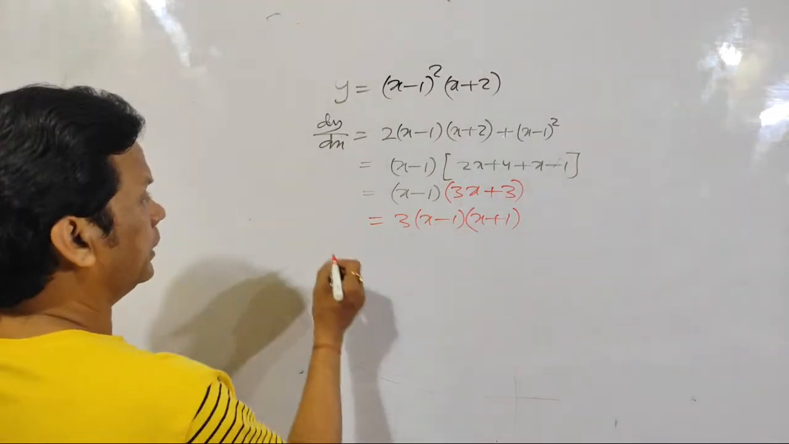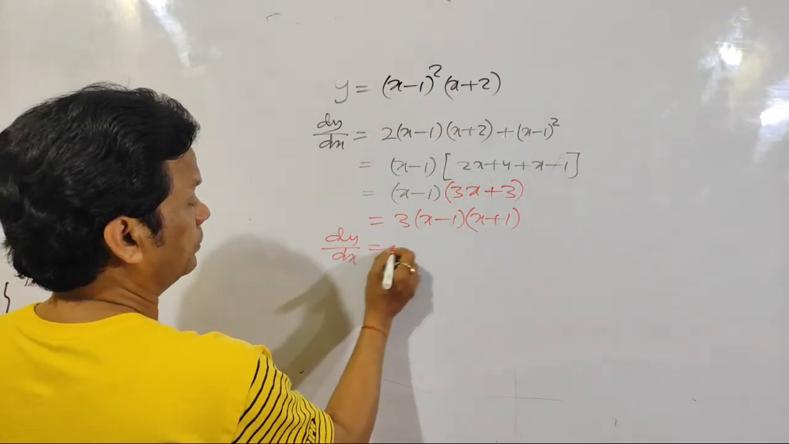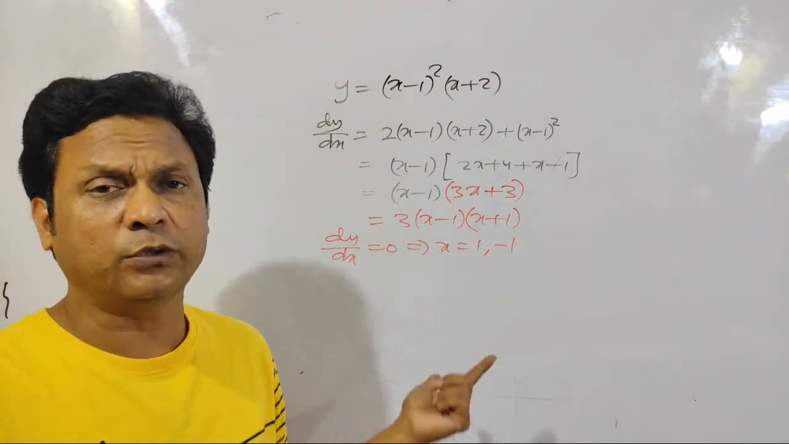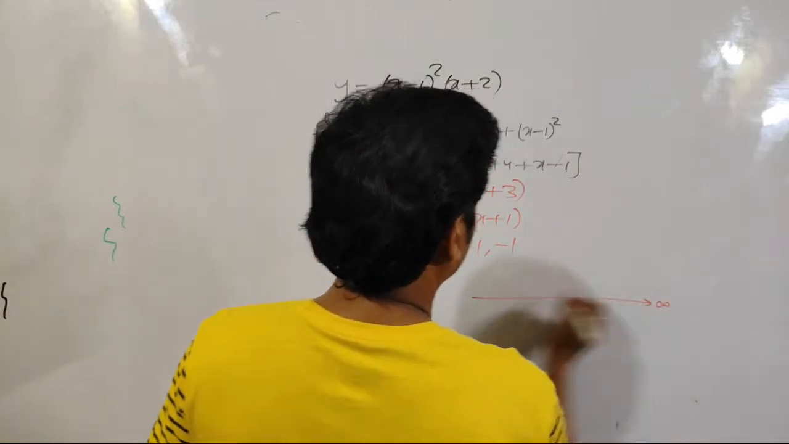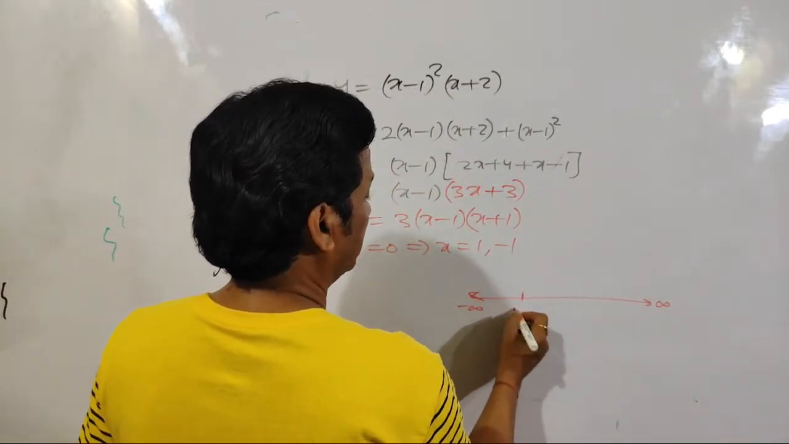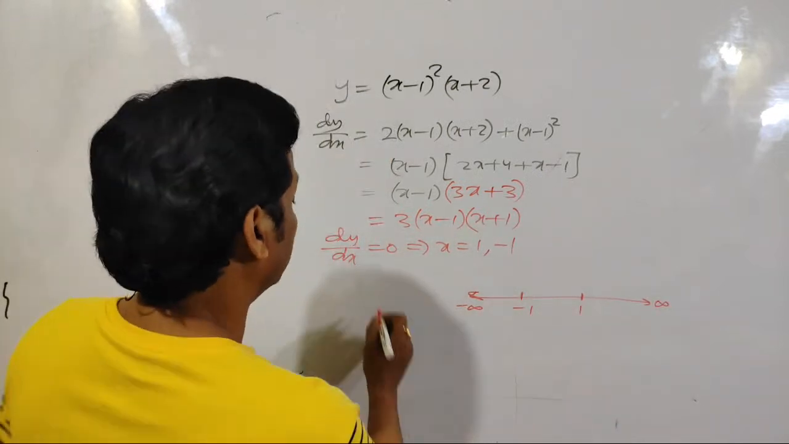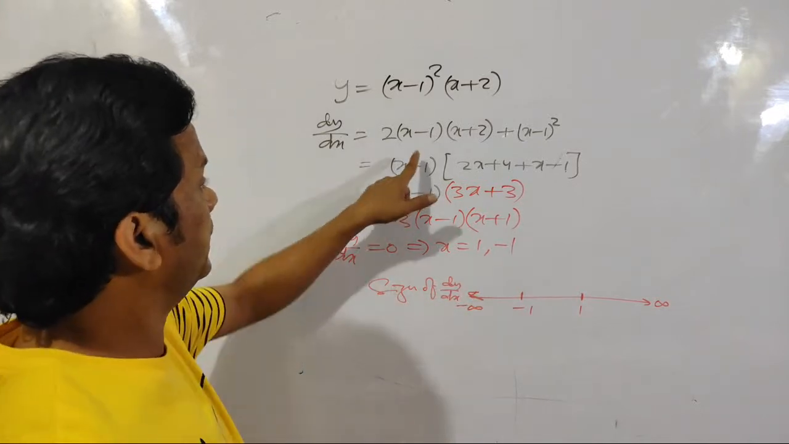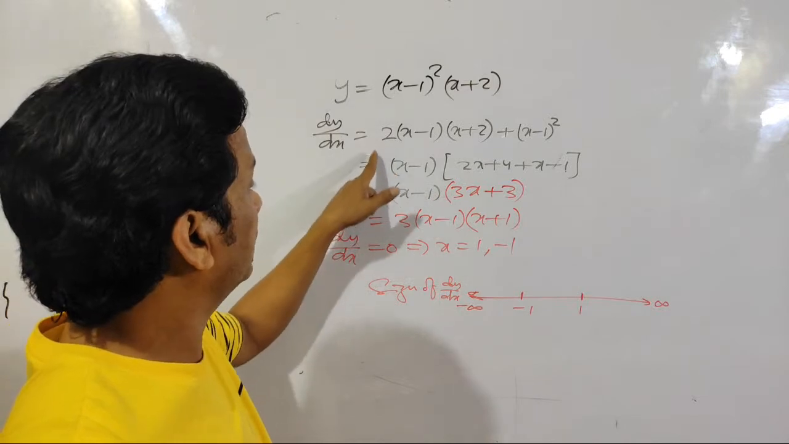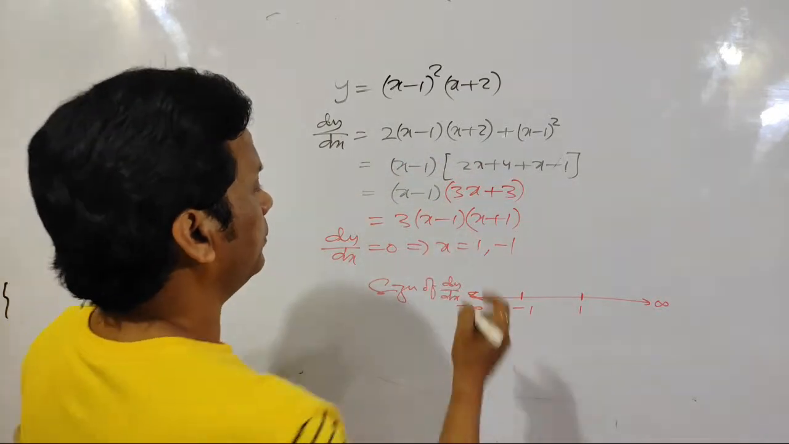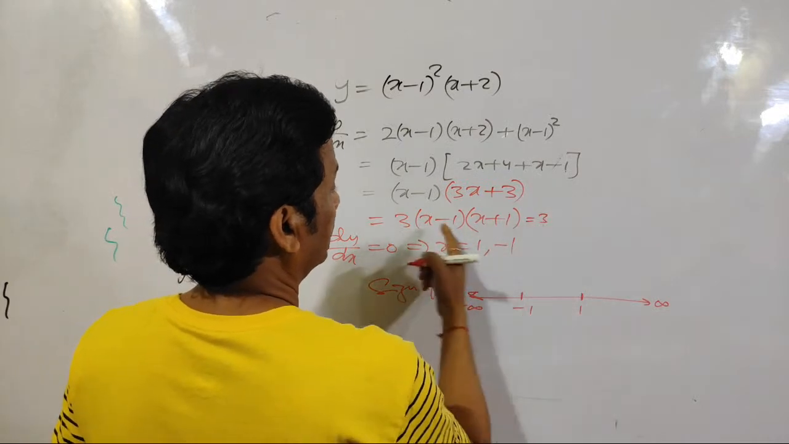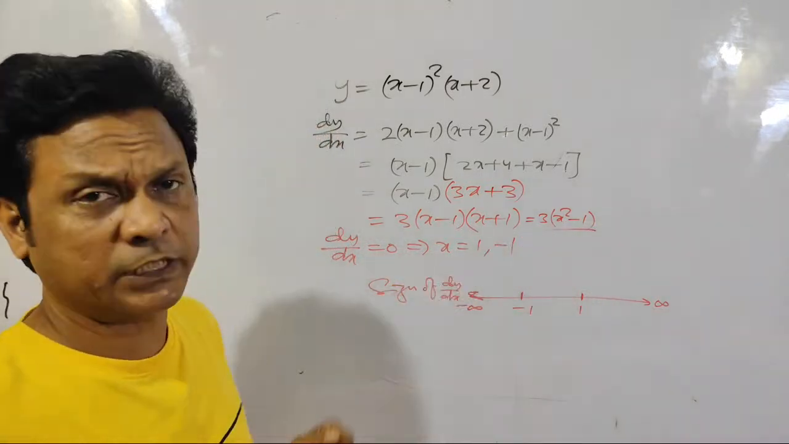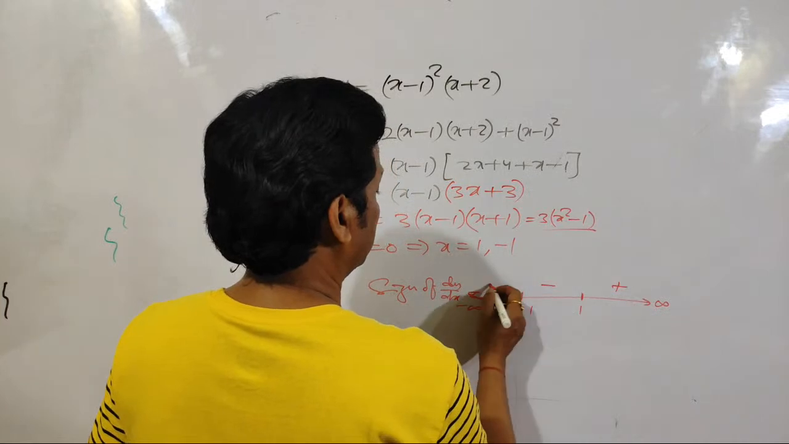Clear? So there are 2 points where dy by dx is equal to 0. This implies x is equal to 1 and x is equal to minus 1. There are 2 points, 1 and minus 1, where the derivative is 0. So simply take infinity, minus infinity, and this is minus 1, this is 1. Here, the sign of dy by dx. So see here, it will become 3 into x plus 1 into x minus 1, that means x square minus 1. So this one is positive, this one is negative, this one is positive.